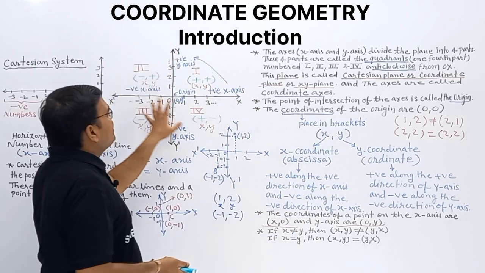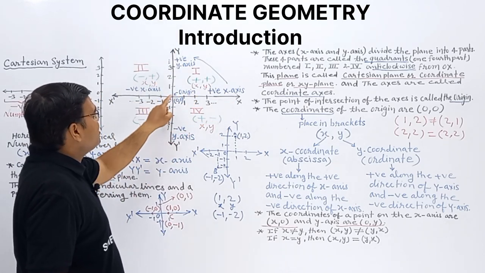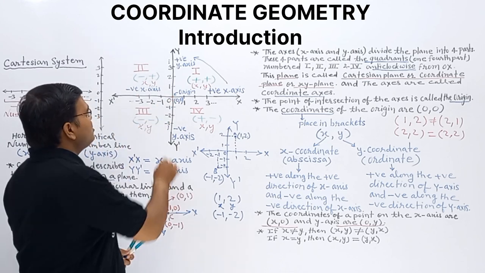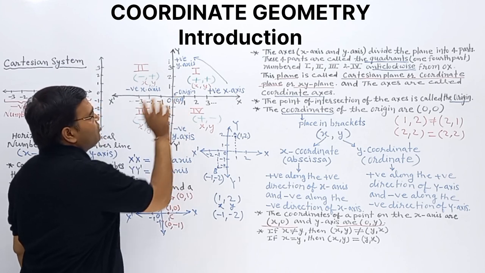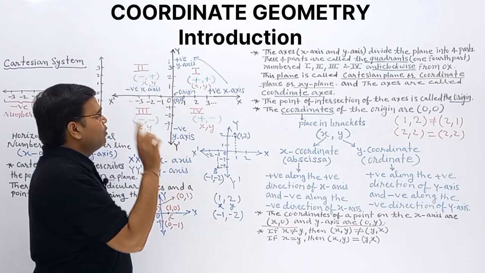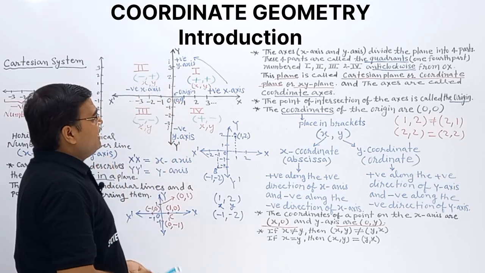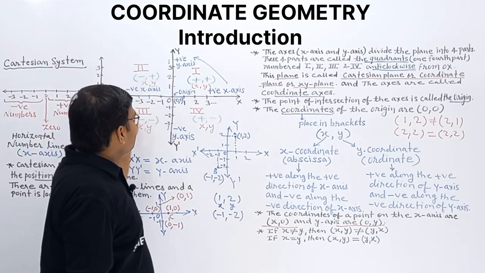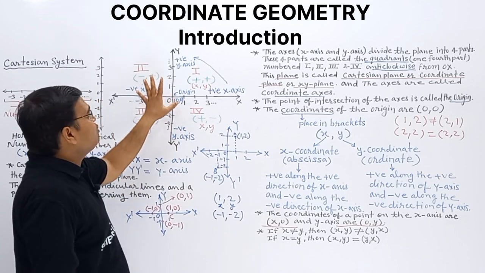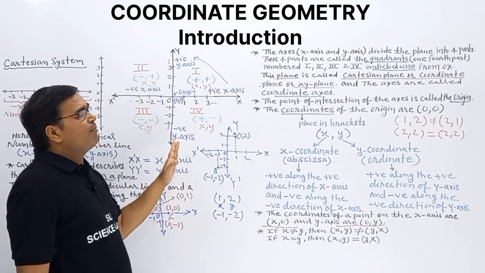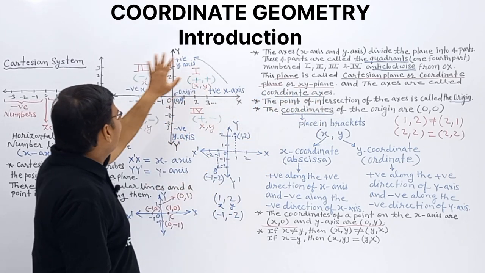Clear? We are having 4 quadrants. This is the horizontal number line and this is the vertical number line intersecting perpendicularly at 0, and this point is called the origin, and its coordinates will be what? (0, 0). Its x point is 0, y point is 0. Clear? And this is the x-axis and this is the y-axis. These are two axes, x-axis and y-axis, or combinedly we can say these axes are called the coordinate axes.